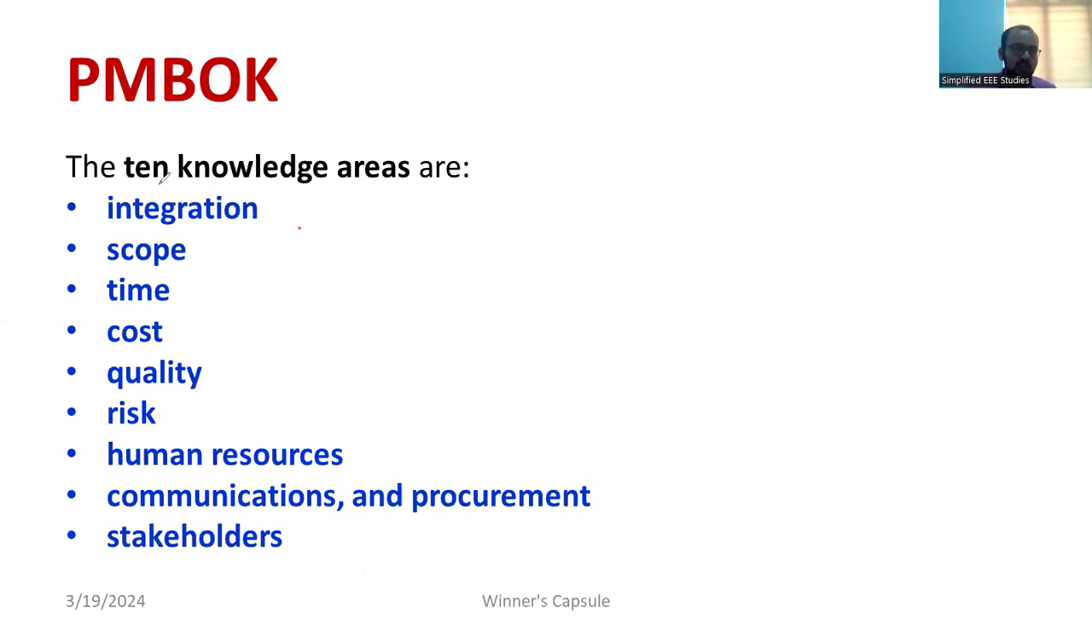As you can observe here, the first one is called integration, because we need to integrate. As a project manager, I need to integrate all the activities and all the stakeholders concerned with the project. Then only can I complete the project within the budget and within the time. So integration or coordination is very important.